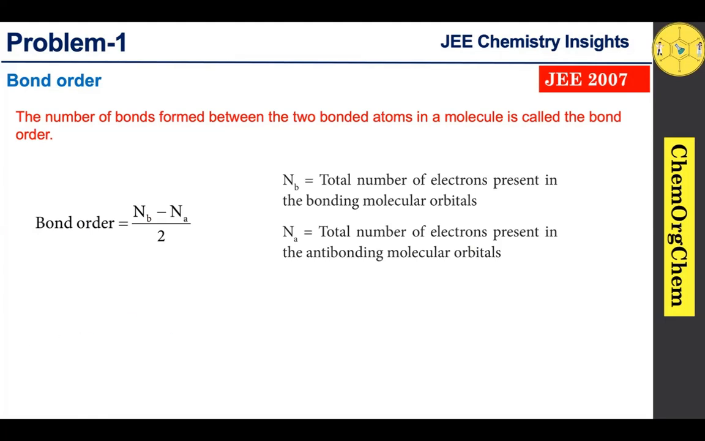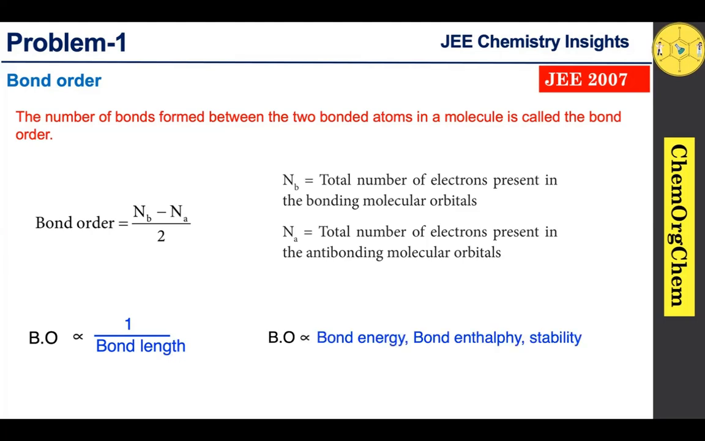The bond order is the most important one. From bond order, we can determine a number of bond properties. For example, bond order is inversely proportional to bond length, and similarly bond order is directly proportional to bond energy, bond enthalpy and stability. Okay, let's calculate the bond order of carbon monoxide using this formula.